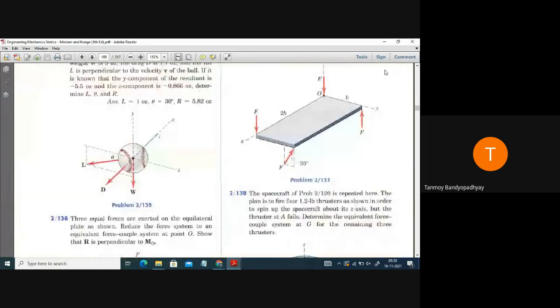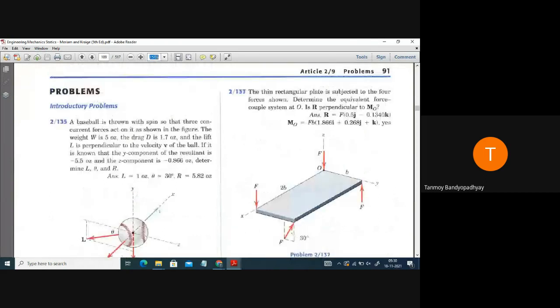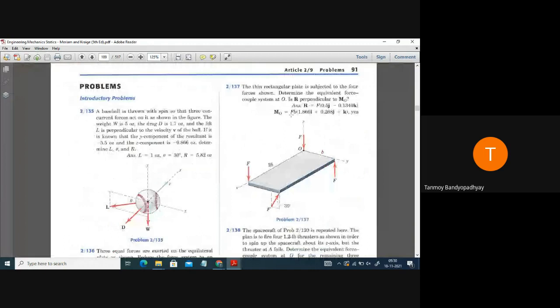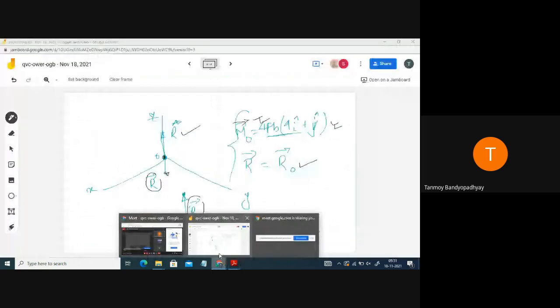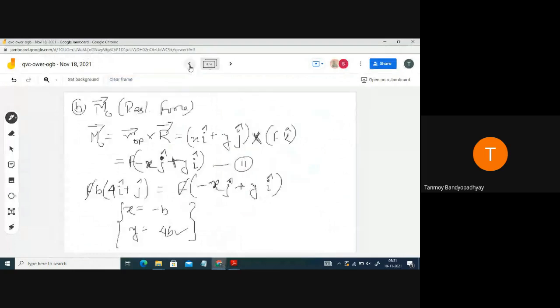So this is the problem. You try this by yourselves. Then I will start from the point where we left off in the last class. This is the same problem: a rectangular plate is subjected to four forces as shown. We have to determine the equivalent force couple system acting at the point O, and also determine whether the resultant force vector R is perpendicular to M_O. Clear? This is problem number 137. You try it now, then I will start with the next problem, where we left off the last day.